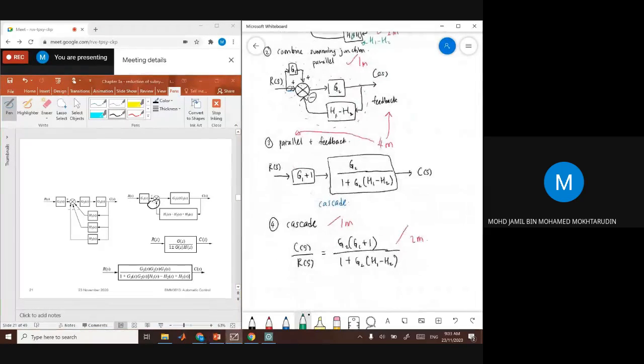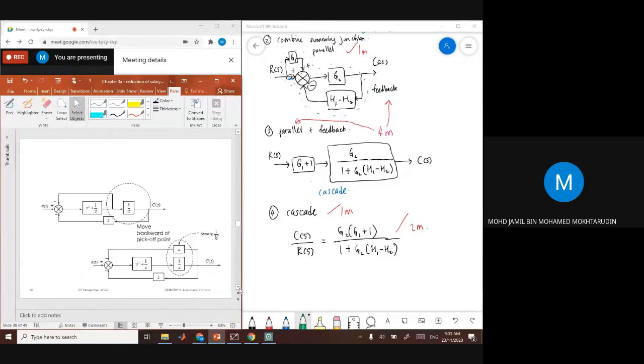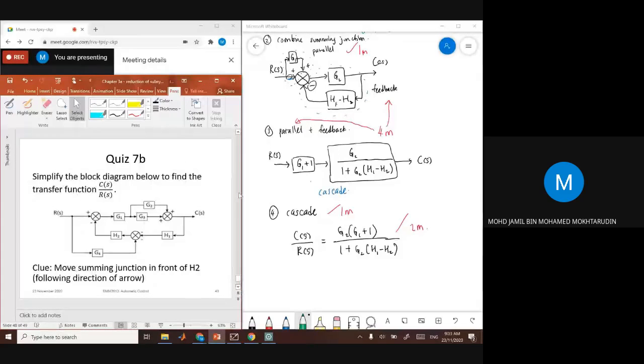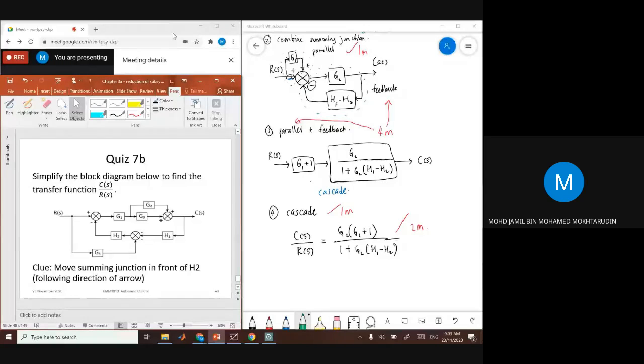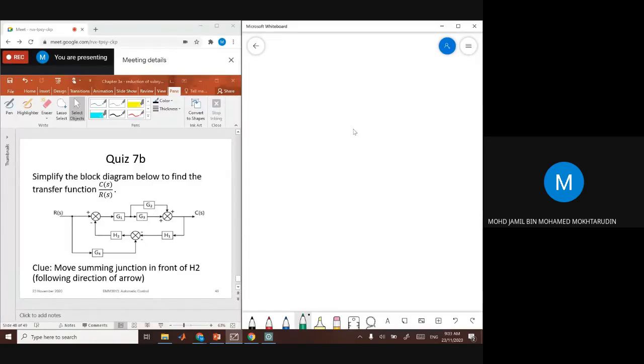Okay, so ini adalah untuk question 7A. Okay, kita tengok question 7B pula. So simplify the block diagram below to find the transfer function C(s) over R(s). So clue, move summing junction in front of H2. So basically move this summing junction here.